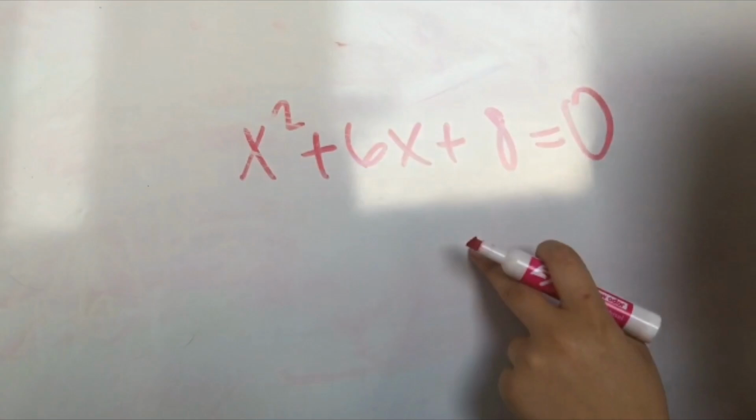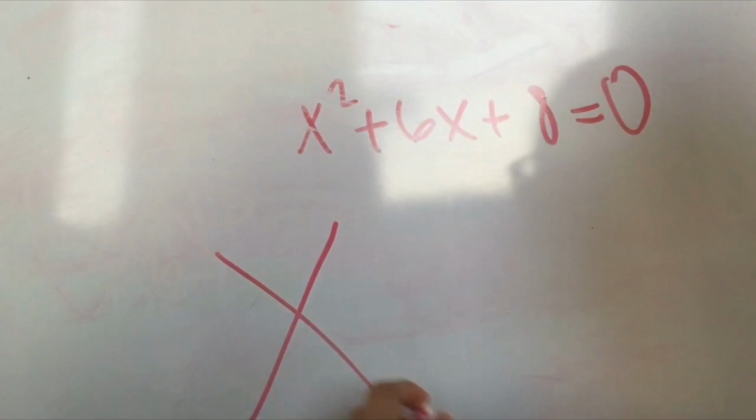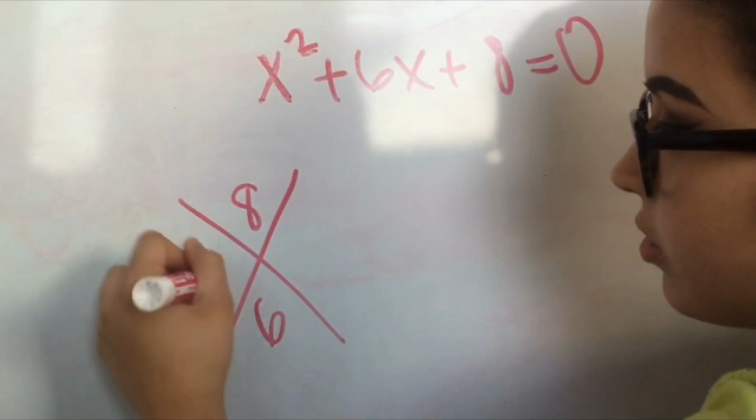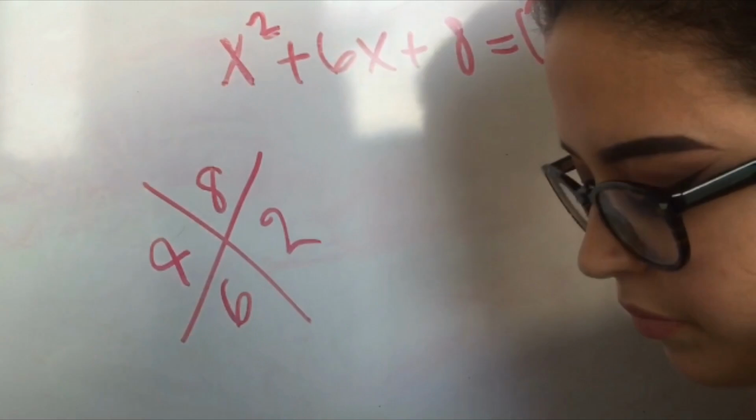So this is our last equation, and it is finding the x-intercept by factoring. There's our magic x, so we're going to take 6 and 8 and put into the x. Find two numbers that multiply and add to 8 and 6, so that'll be 4 and 2. We put into our parentheses with x. Once we do that, we set it to 0.